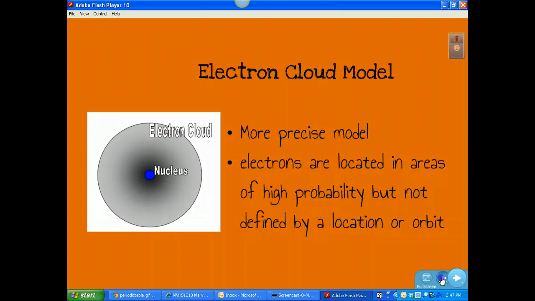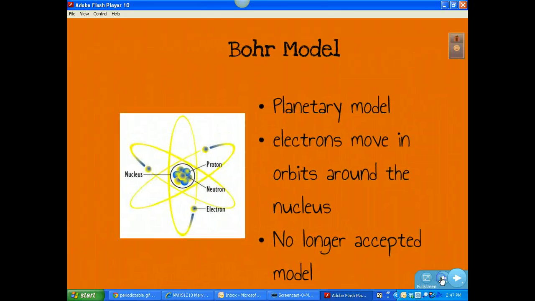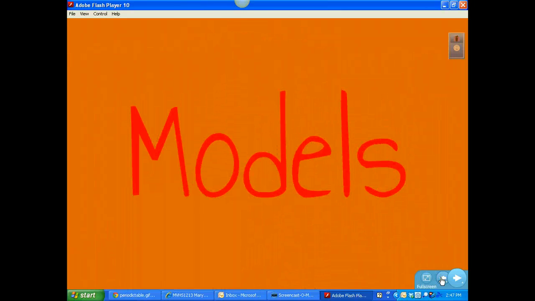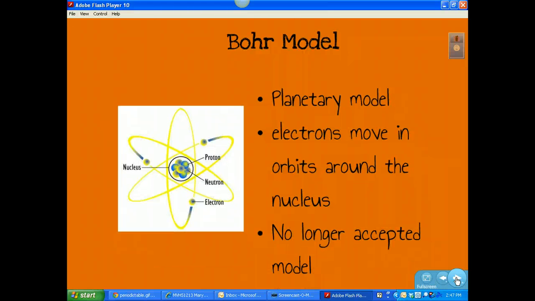That kind of wraps up what we just said about the size of the particles and how they move and where they're located. Okay, 2 models and then we're done. All right, the Bohr model. This was that original model. Looks like planets revolving around the nucleus. No longer accepted. Jot that down.